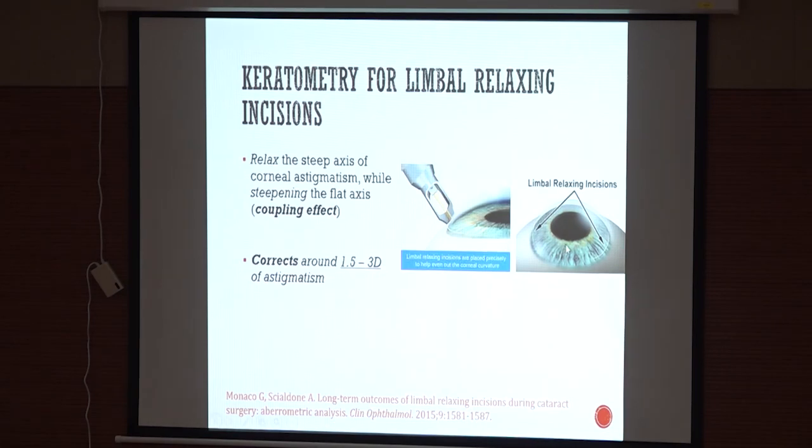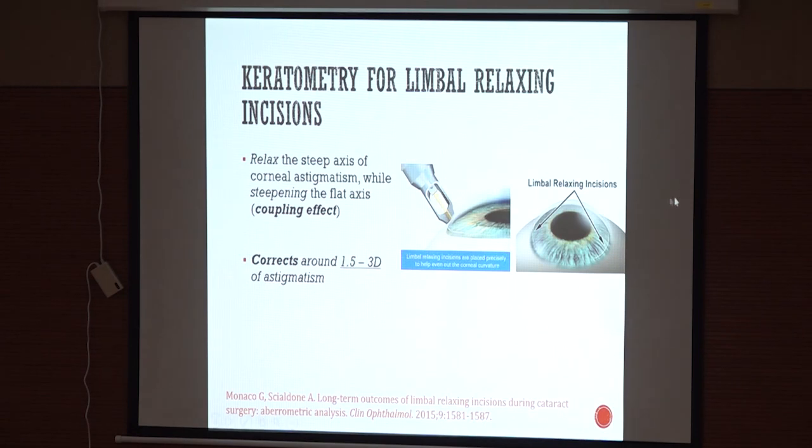Also, keratometry readings help us to decide the position and the length of the relaxing incisions that can be taken at the limbus, which helps to relax or flatten the steeper axis, and at the same time it steepens the opposite or the flatter axis against that, and that would be the basis of the coupling effect that we take into account while doing the limbal relaxing incisions.